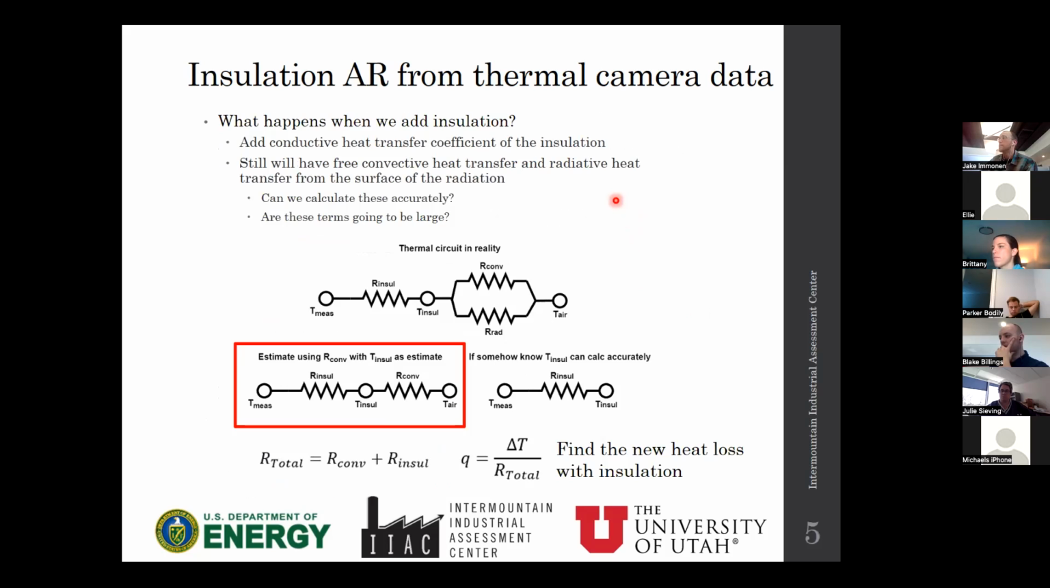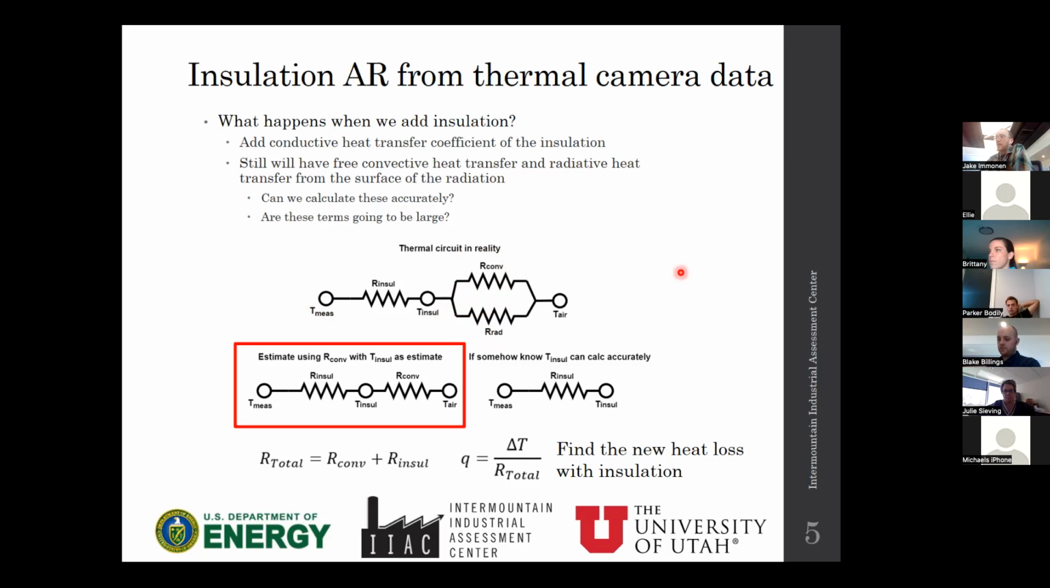Okay, so now we want to calculate essentially what happens when we add insulation. How much energy can we save if we add insulation? Now our thermal circuit changes a little bit. We have our measured temperature, which is the outside of this pipe. Then we have our resistance coming from the insulation. This is the piece that we add. And then we have a temperature value on the outside of the insulation. And again, we probably still have heat radiating from the outside of the insulation, as well as some free convection from the outside of the insulation.